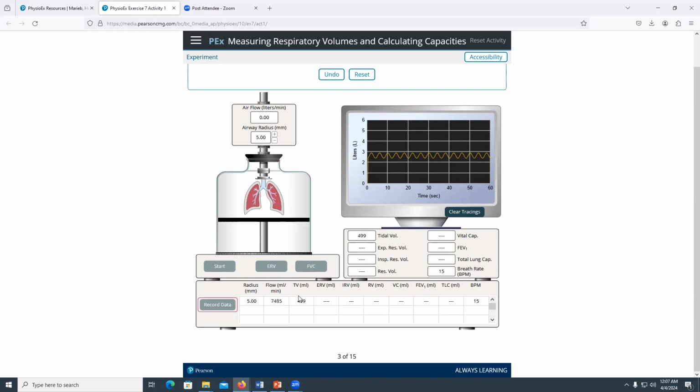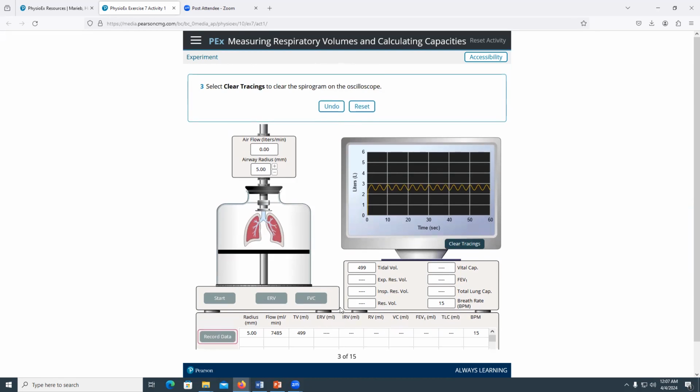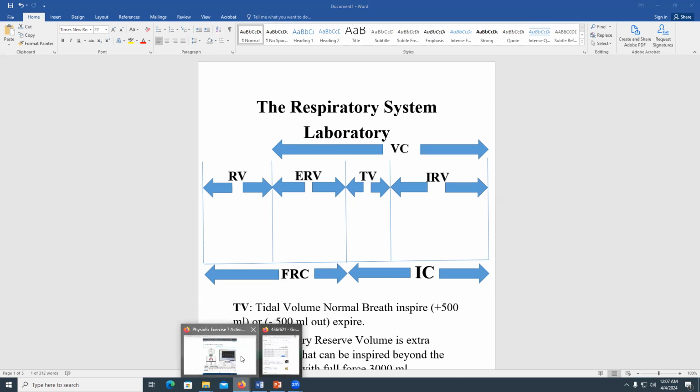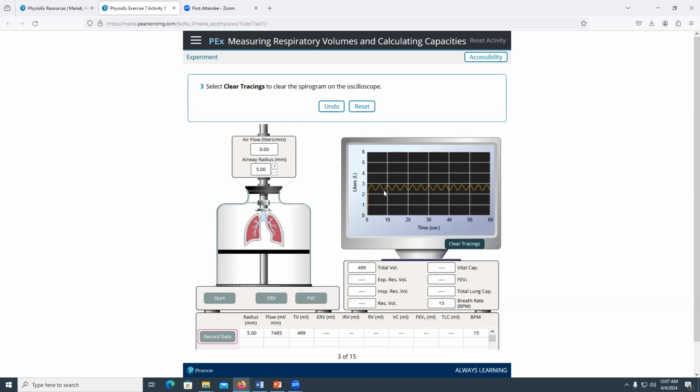This was just my control. I have yet to do expiratory reserve volume because this is just normal breathing. I haven't forced anything inward or outward. I'm just doing this: tidal volume, up and down. I'm taking in 500 milliliters, I'm taking out 500 milliliters, as shown here. You see, up and down, up and down.